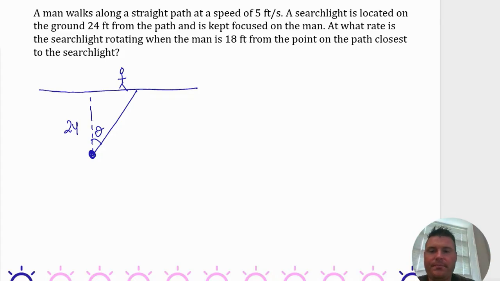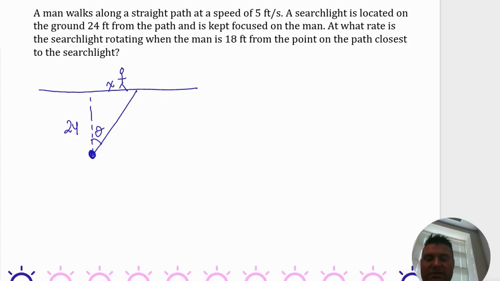And so we have this x variable because we don't know exactly, or we do know exactly this person is 18 feet away, but as this problem is going, the man is moving at a rate of 5 feet per second, which is increasing the x value. So we want to find exactly what's going on at 18.